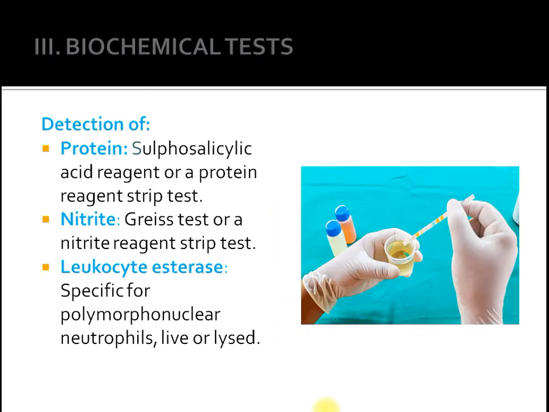The third approach is the biochemical test, which are also rapid and usually kit based. They are carried out in the dipstick manner, in which the test can be carried out in the container of the urine itself. It is based upon detection of protein, where sulfosalicylic acid reagent or a protein reagent strip is used. The nitrites in urine can be detected by the Griess test or a nitrite reagent strip test. Leukocyte esterase enzyme can be detected using a substrate, and it is specific for the presence of leukocytes, which can be live or lysed due to the infection.